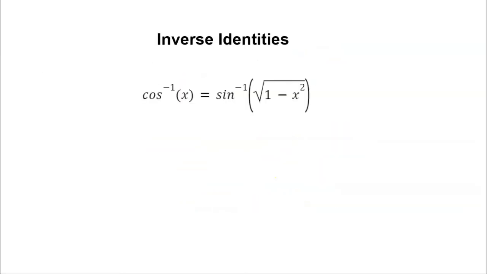This gives us what we call the inverse identity. It's pretty simple, and again, some kids get confused by it, but all we're doing is writing y in terms of x. And if we draw that triangle, very simple to do, we get that y in terms of x is the square root of 1 minus x squared.